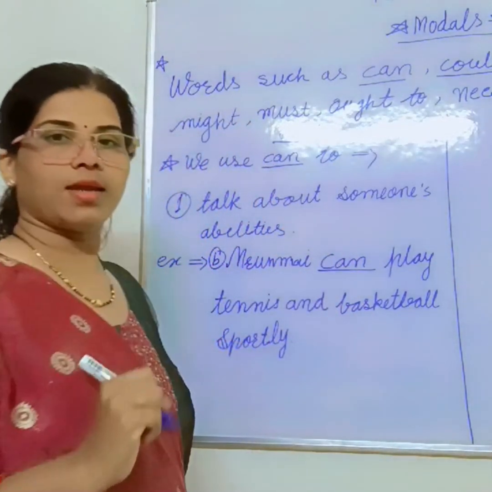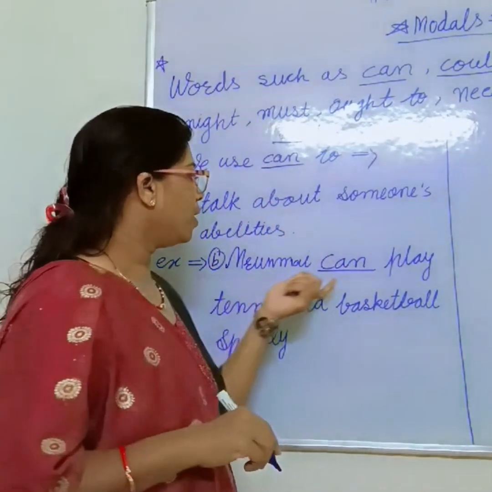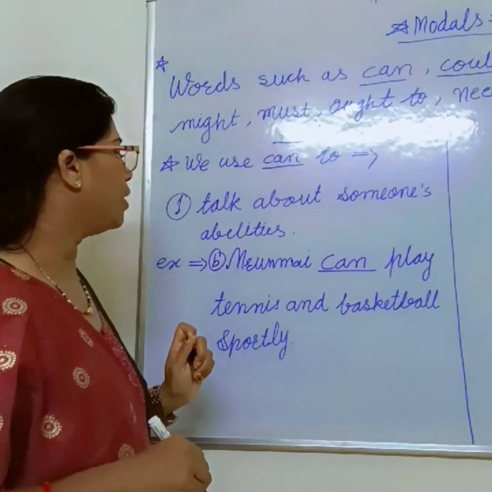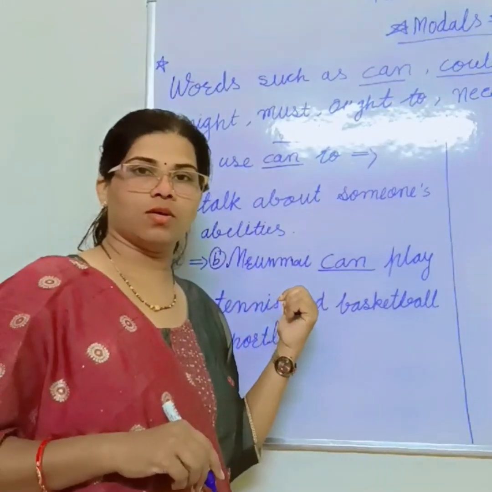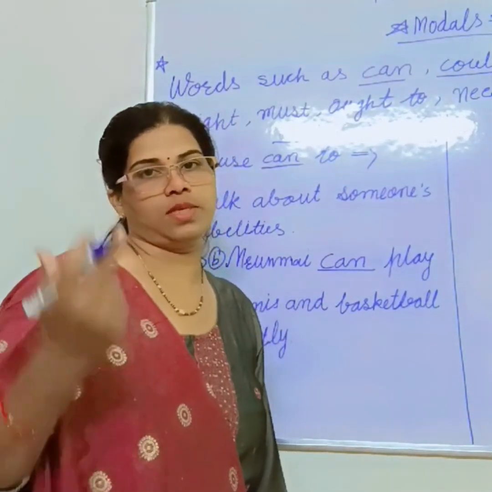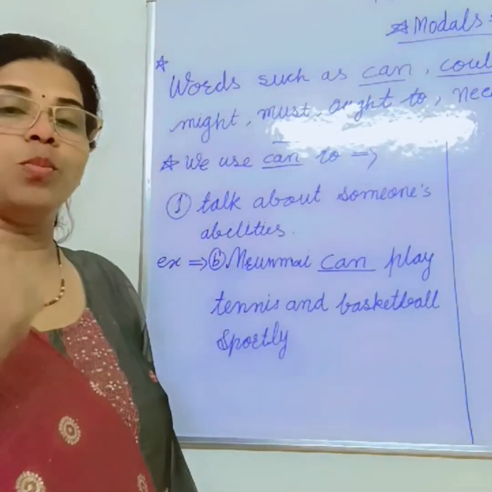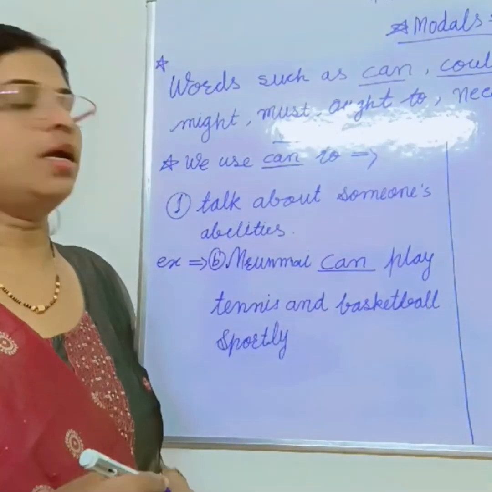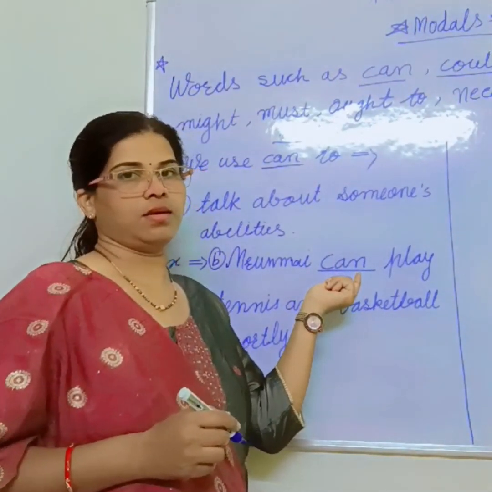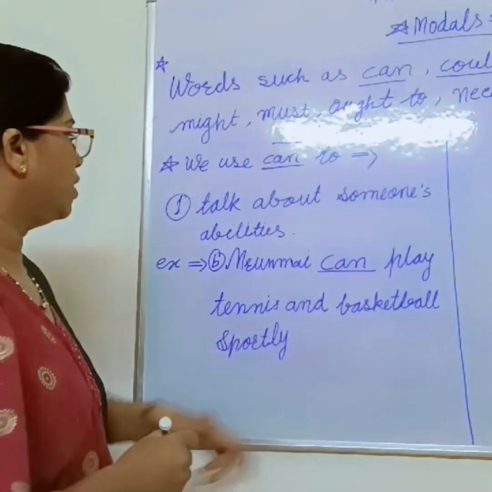Why do we use can? Because Mrunmayee can play tennis and basketball sportily. Miss Mrunmayee is a girl. She can play both the games sportily. That is the ability to play both the games sportily. It shows the modal auxiliary can, so we use can here.